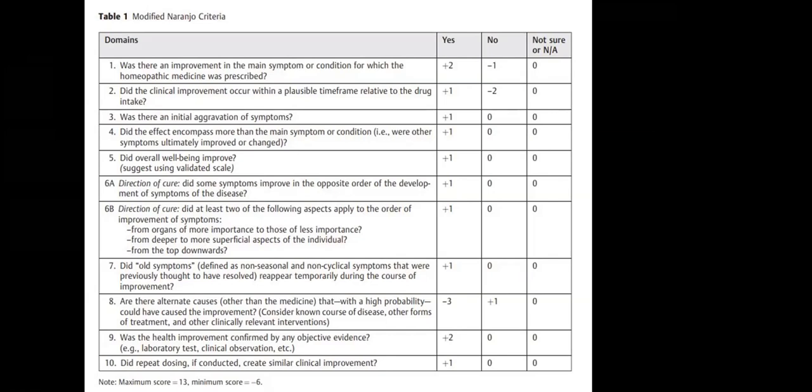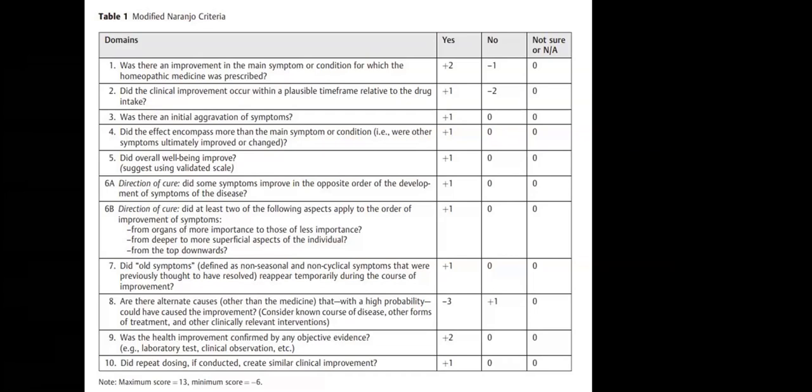Five is the overall well-being. Now, this overall well-being has to be suggested by a validated scale. Like I showed in the MIMOP2 scale and ORADL, there is a question of four for well-being. We can use those scales for validating the well-being score here. And question number 6A and 6B is based on the Herring's law of cure. Okay, what was the direction of cure, whether the symptoms improve in the opposite direction of the development or not, and whether the improvement was from top downwards, from organ of more important to less importance, from deeper to superficial aspects. Seventh is, did the old symptoms reappear temporarily or not?